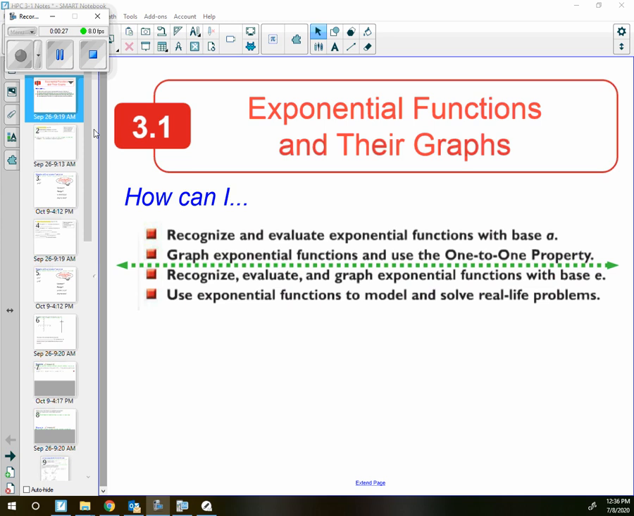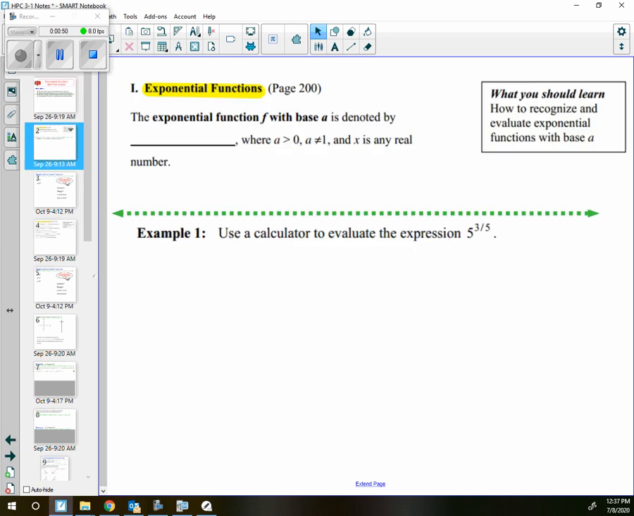So our essential question for today is how can I recognize and evaluate exponential functions with whatever base a is, just a number, and then graph exponential functions and use the one-to-one property, which has to do with is the inverse going to be a function? So we'll talk more about the inverses as we go through the chapter. So recognizing, evaluating, and graphing exponential functions is what we want to be able to accomplish for this first part of 3.1.